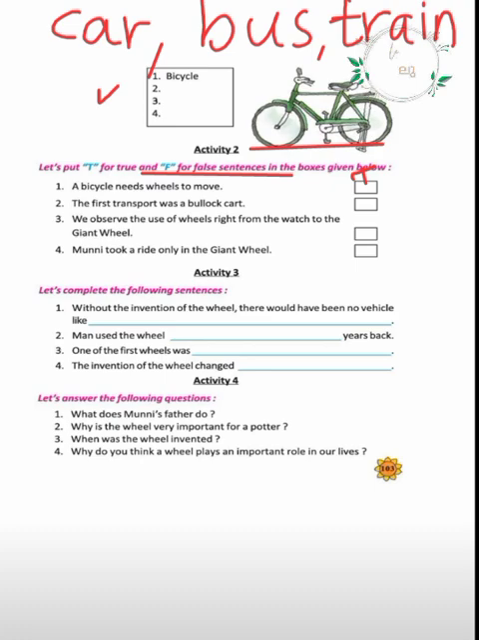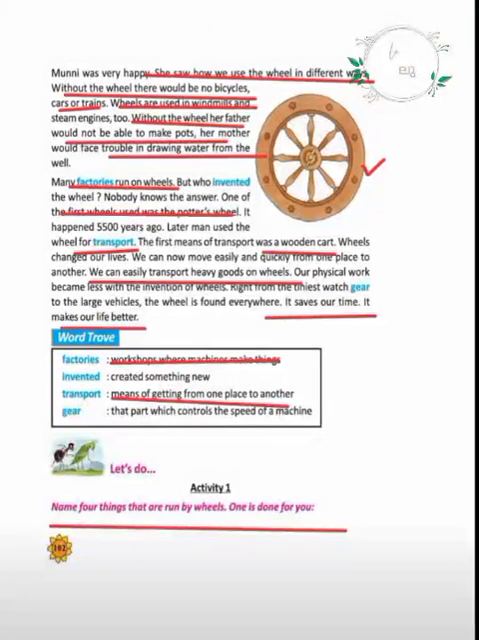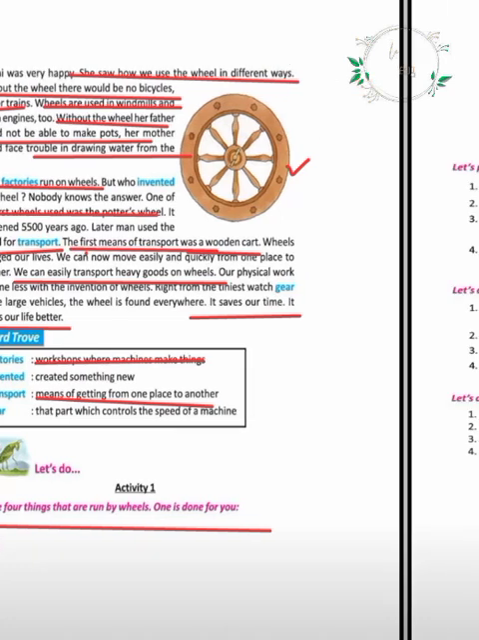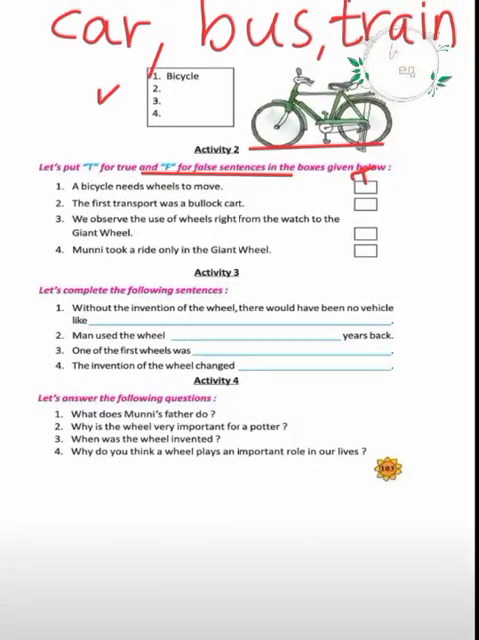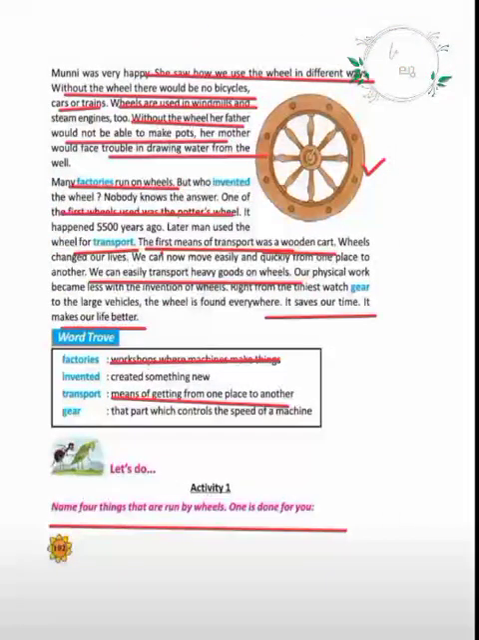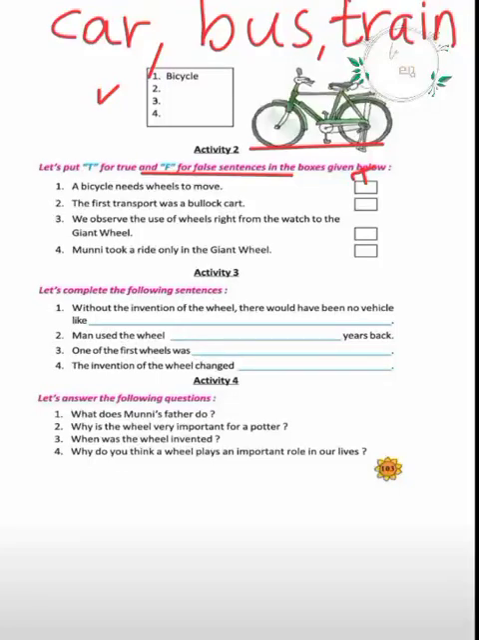The first transport was a bullock cart. Yes, right, we learned that, right? Look at your textbook. The first means of transport was a wooden cart. See, we learned that. So it's not a bullock cart, it's a wooden cart. So we can write F there.